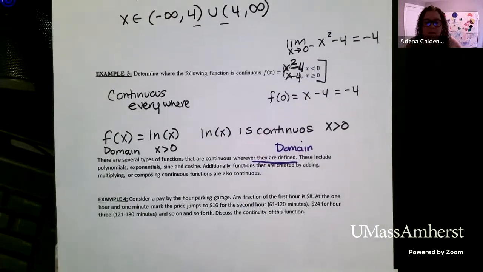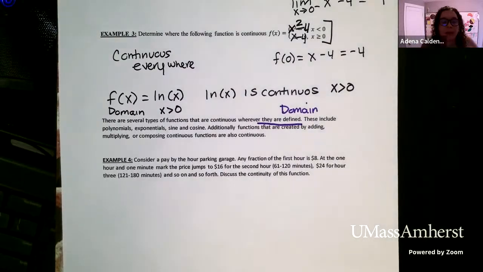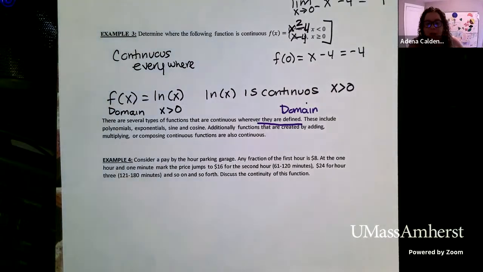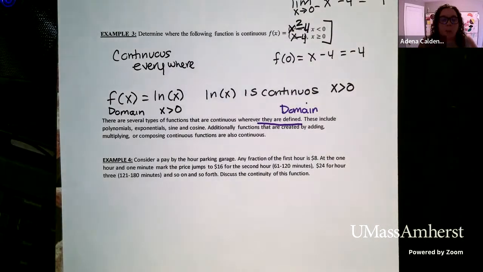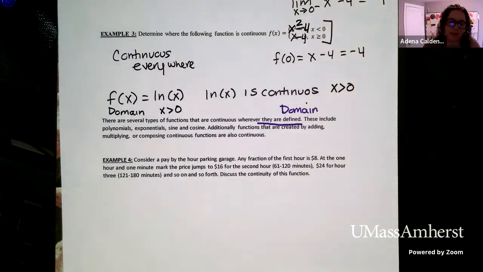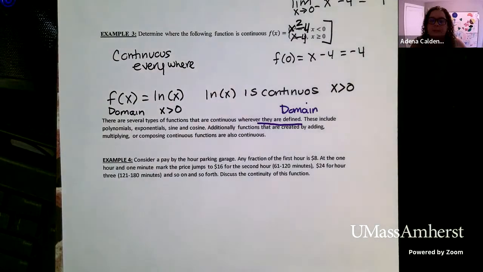All right, so let's look at one more example here on continuity. Consider a pay by the hour parking garage. Any fraction of the first hour is $8. So you pull in, $8. At the 1 hour and 1 minute mark, the price jumps to $16 for the second hour. Once you go over the 1 hour mark, it jumps to $16, and it's $16 for the entire second hour.